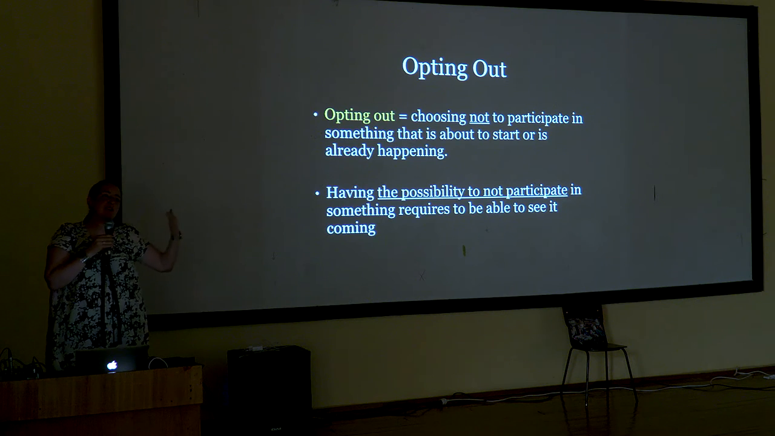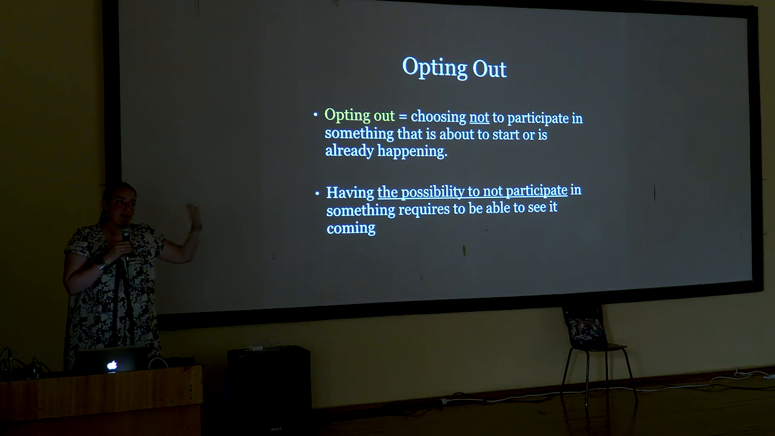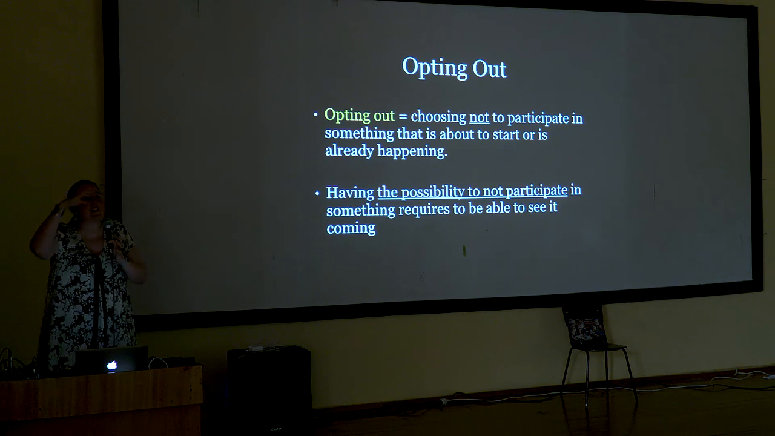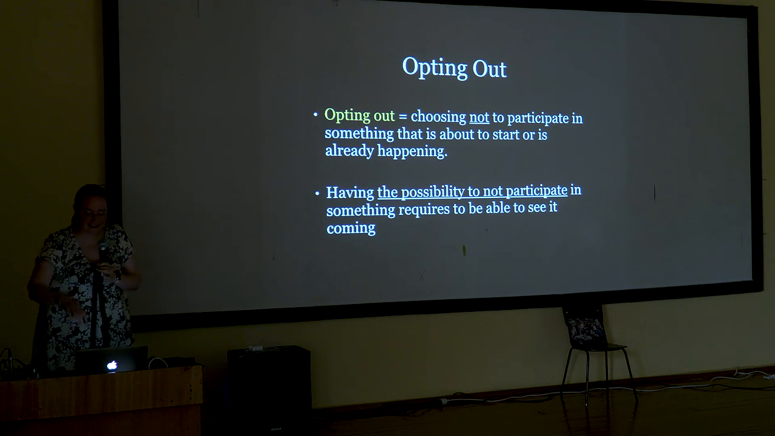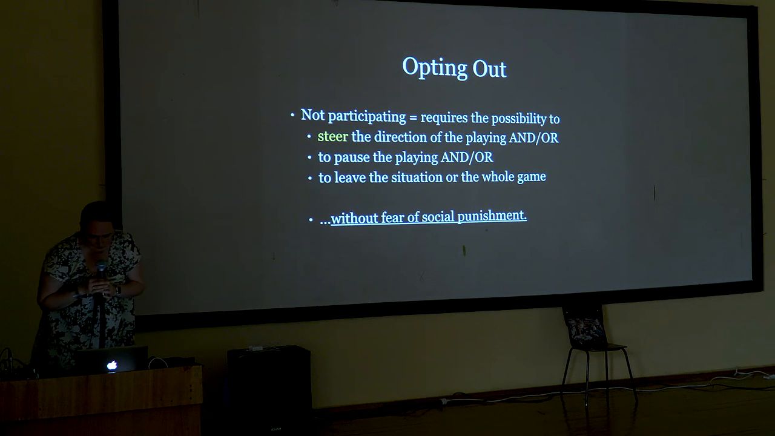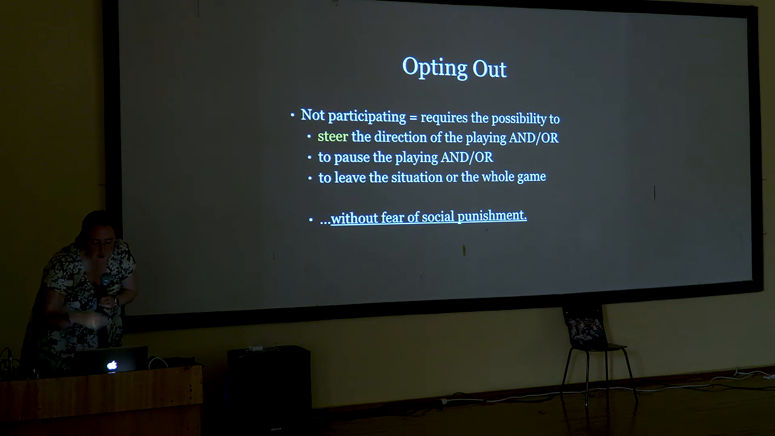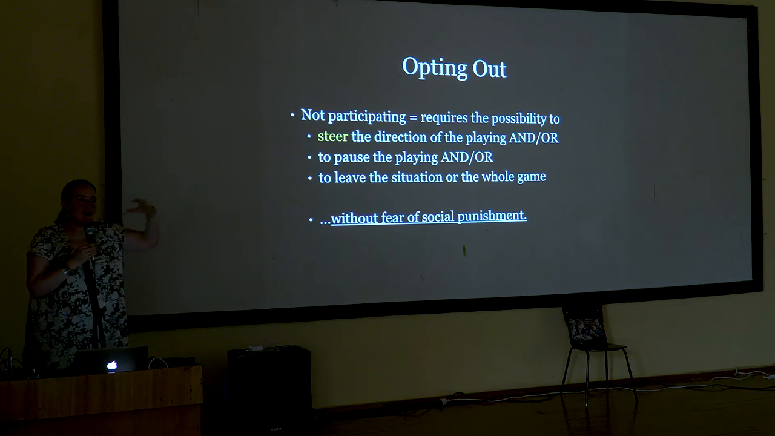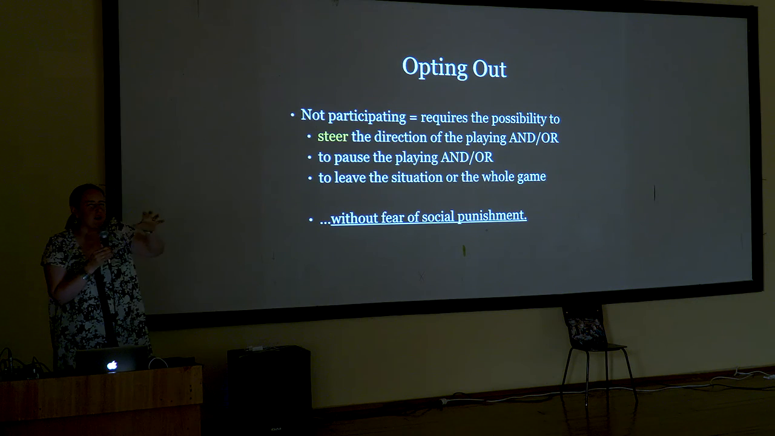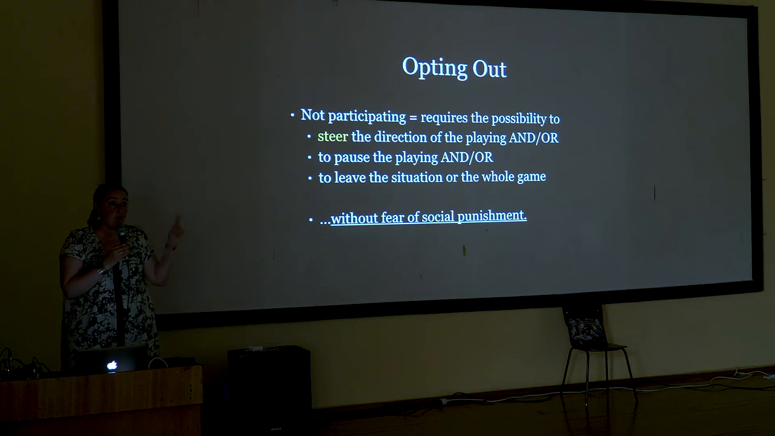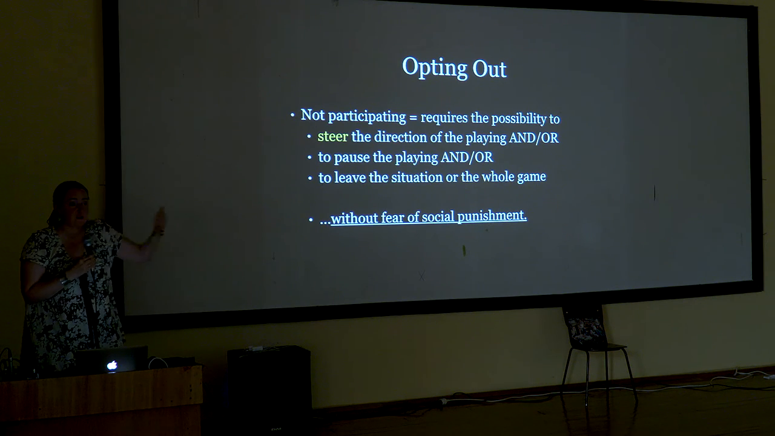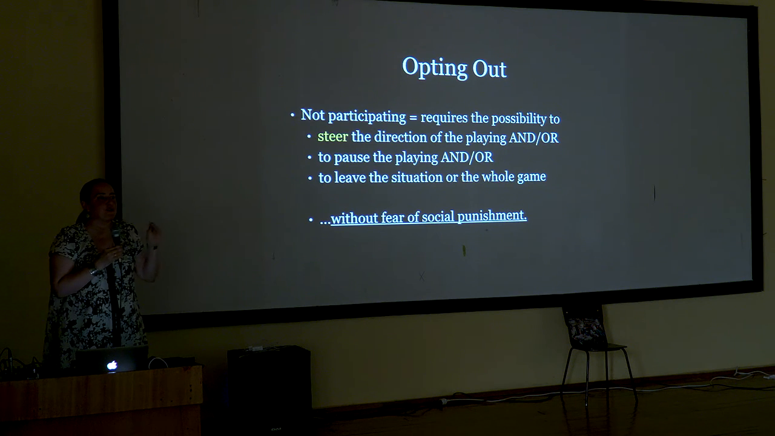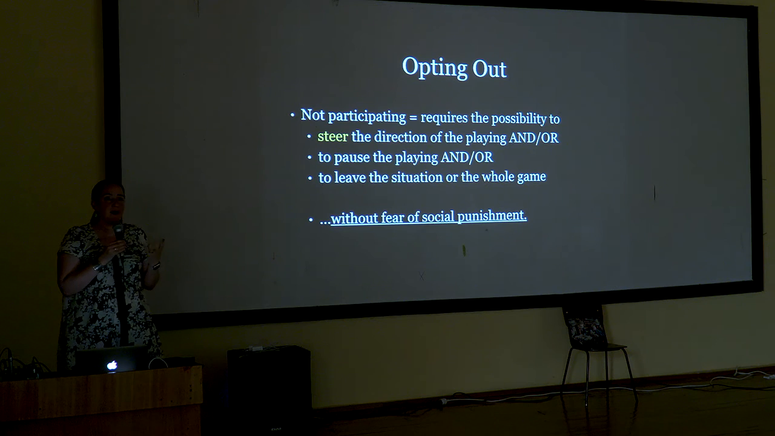So to be able to opt out, you have to have some kind of tool for the players to calibrate and show opting out, and that tool needs to be appropriate for the kinds of things that can happen in that particular LARP. Some of the ways of opting out that are possible are to steer the direction of the play. That means that you, in character, make some choices about what kinds of things might happen next. You can pause the play, or you can leave the situation, or you can leave the whole game. And it's very important that it's possible to do these things without fear of social punishment.